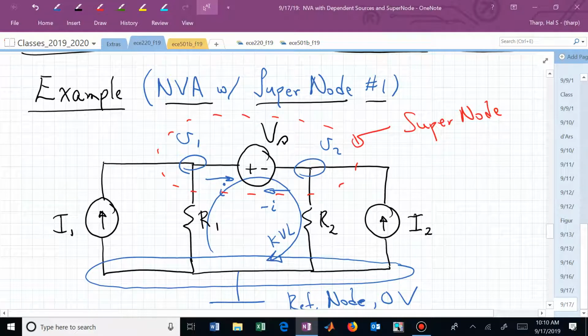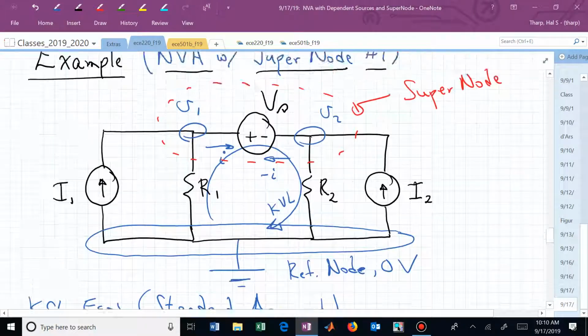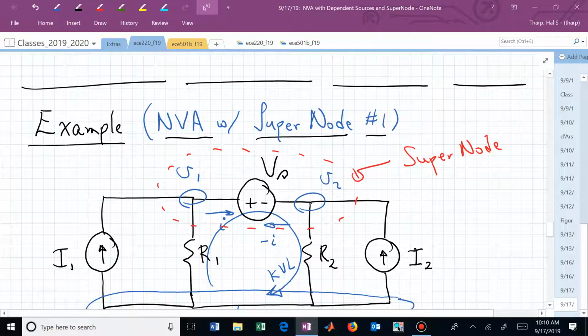making its appearance. So a supernode is what? When do we have a supernode? When you see what, when is that going to turn on the music and say supernode? When are we doing the supernode? When do we do that? When you have a voltage source between two of your node voltages. And that voltage source could be independent or dependent.